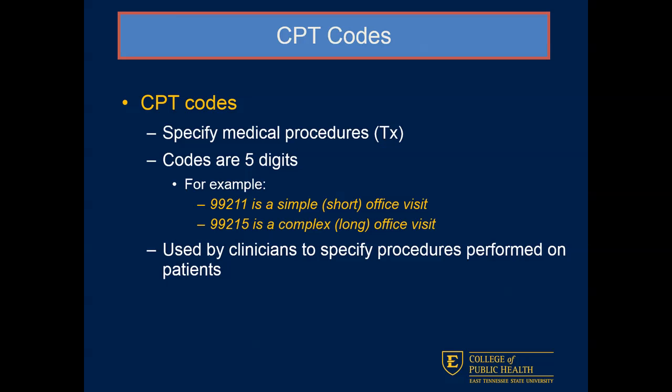And you can see they're set up similar to ICD codes, but they include 5 digits. So you can have a code like 99211. It's going to be a simple office visit, where 99215 is going to be more of a complex office visit. So five digits for CPT. ICD codes have 3 to 5 digits. CPT codes you're going to find more in your outpatient, your physician office setting, where ICD you're going to find more in your inpatient setting.